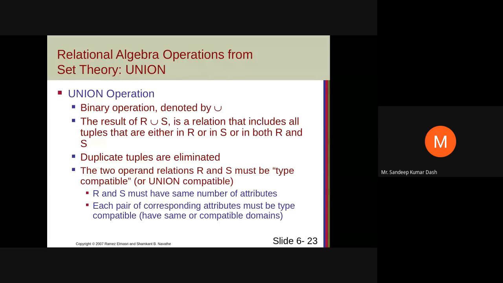Then what is union compatible? Union compatible means they should have the same number of columns with similar domain. It will not be possible if R has 4 columns and S has 10 columns. You cannot apply union on that. R should have 4 and S should have 4 columns with corresponding columns having the same domain. Then you can write R union S, and the result will be combining all the tuples of R with all the tuples of S.